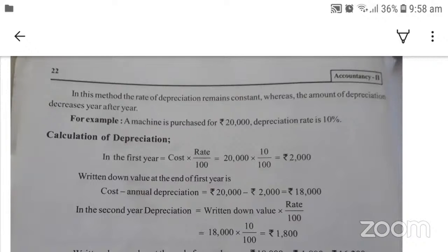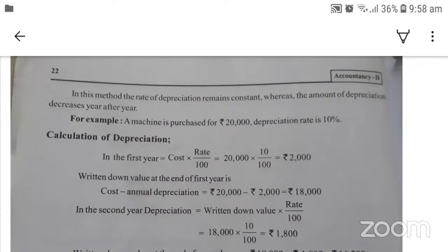For example, a machine purchased for 20,000, depreciation rate is 10%. Calculation of depreciation. Here the question is that a machine was purchased for 20,000. They have also given the rate of depreciation. The rate of depreciation is 10%.